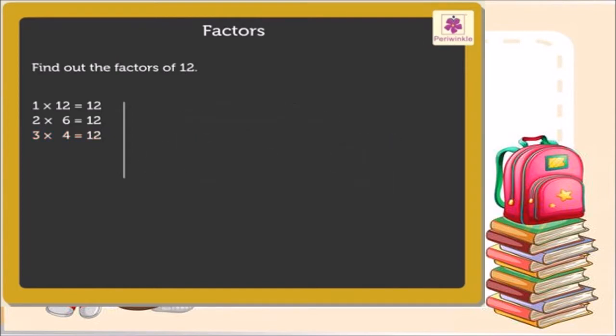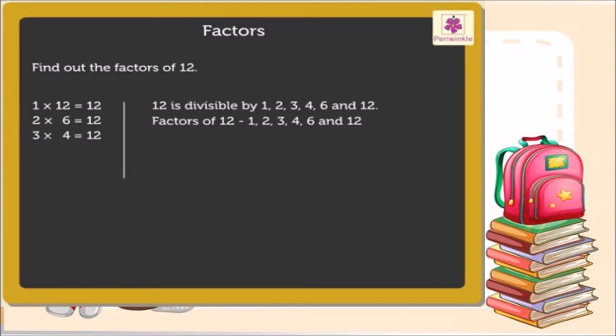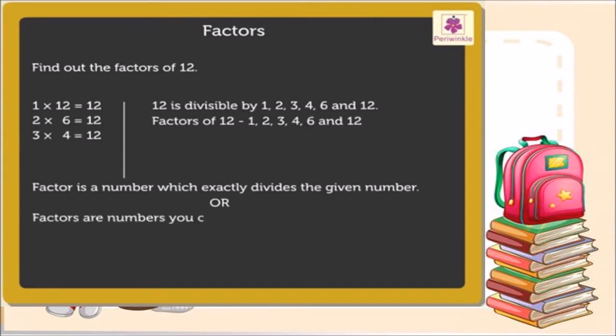Thus, we now understand that 12 is divisible by 1, 2, 3, 4, 6, and 12. Hence, we say that the numbers 1, 2, 3, 4, 6, and 12 are the factors of 12. Hence, we can define a factor of a number as a number which exactly divides the given number. Or we can say that factors are numbers you can multiply together to get the given number.